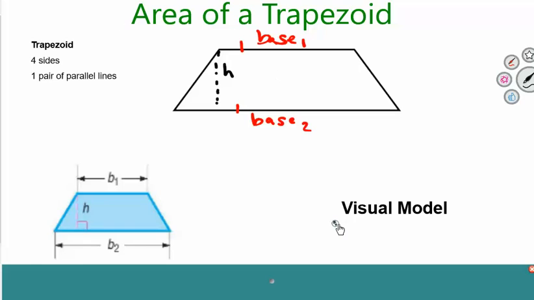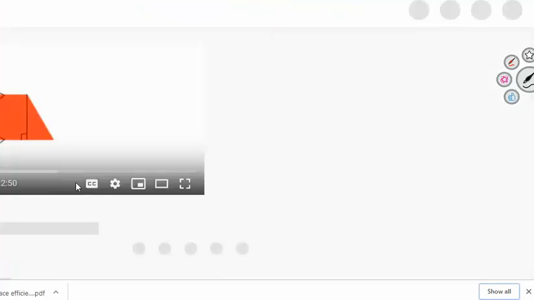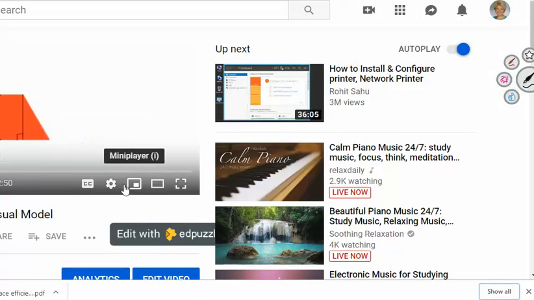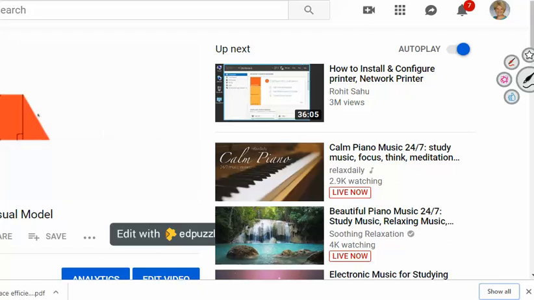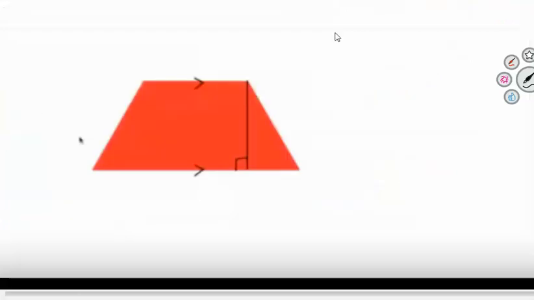You don't need to write anything down yet. We're gonna watch a video. This video will show you a little bit better the visual model. Once we see it, we'll get the formula, but I want you to see it visually first. Here is my trapezoid. It's got four sides. It's a quadrilateral, like I said earlier, and it has exactly one pair of parallel sides.